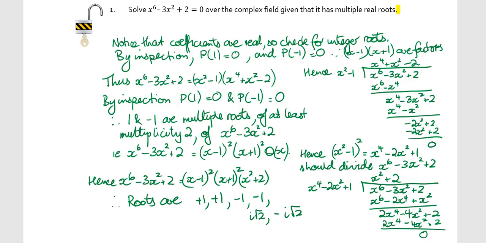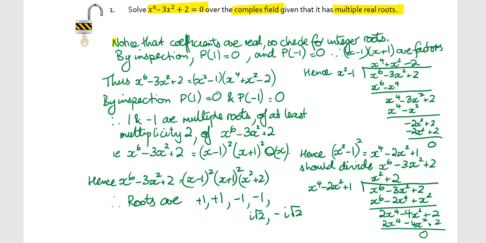So, how do we make use of this? Well, it's not some magical routine which is going to let us solve equations easily. It's just one more tool to add to the ones that we already have. So suppose we had this question. We've got to solve this thing, which is a polynomial, over the complex field, given that it has multiple real roots. So we just pick up clues where we can here.